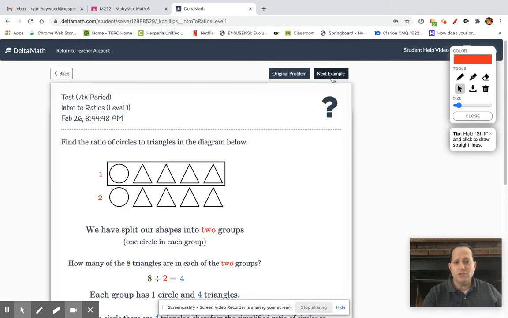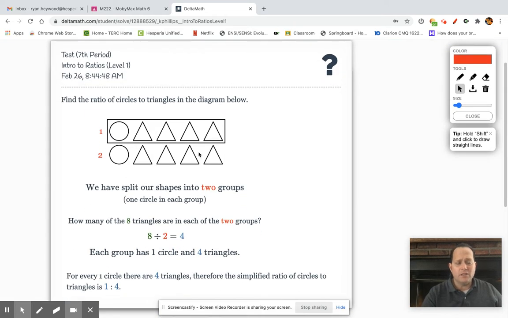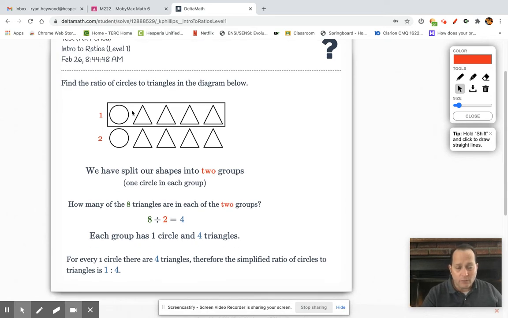You could also do this show example. And the example walks through how to do it. In fact, let's walk through this example right here. So it says to find the ratio of circles to triangles. So with this one, we have 2 circles, 1, 2, to 1, 2, 3, 4, 5, 6, 7, 8 triangles. So we have 2 circles to 8 triangles.